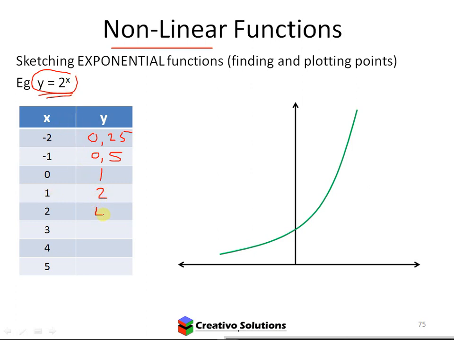2 squared, 4. 2 to the 3, 8. 2 to the 4, 16. 2 to the 5, 32. So have a look. What's happening? It's getting bigger and bigger, quicker. That's an exponential function. The intercept is 1 for an exponential function.